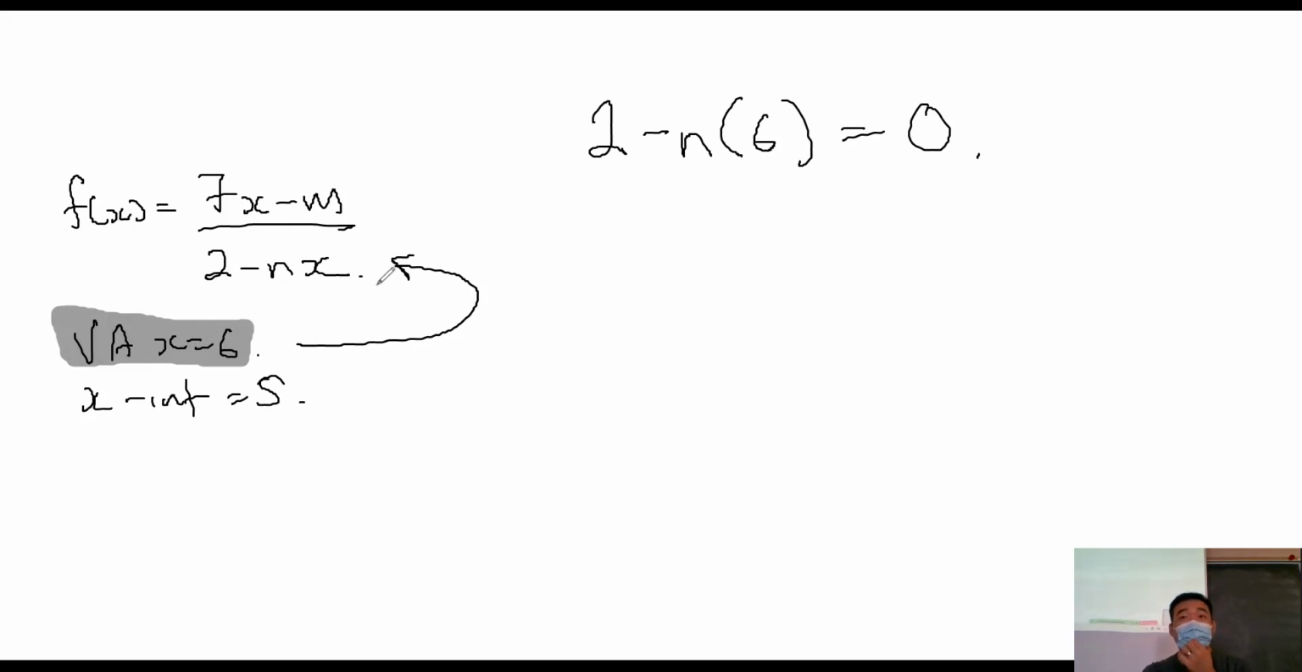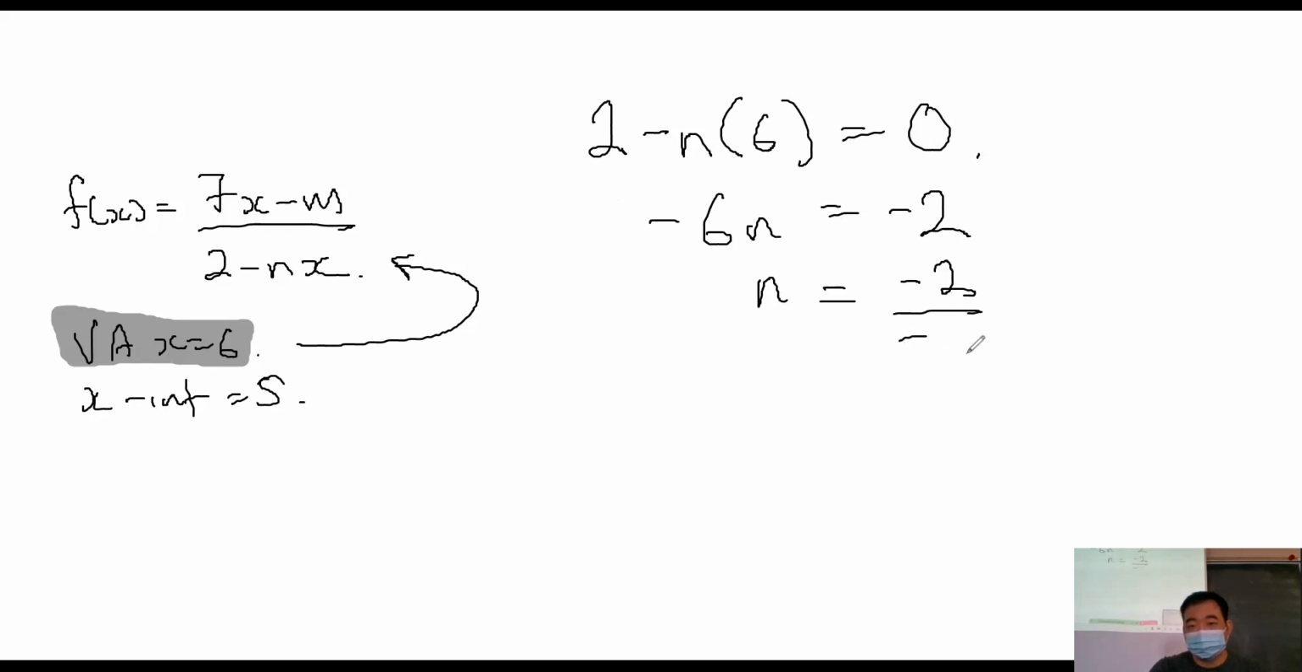The vertical asymptote is from when you get a 0 in the denominator. So what is n? Well, n must be 1 over 3.